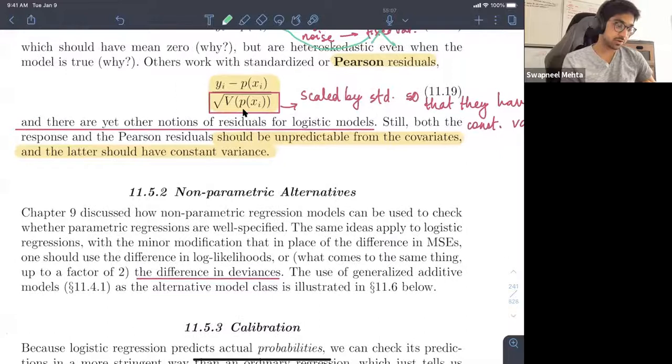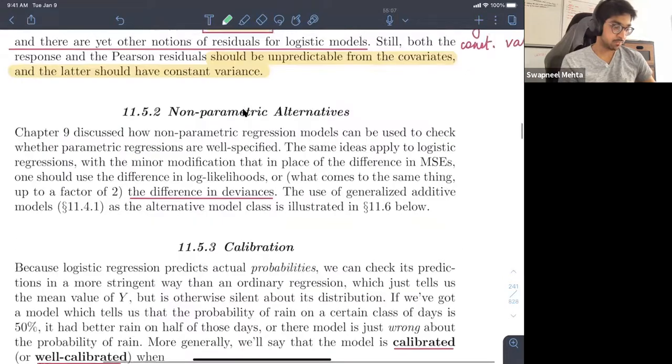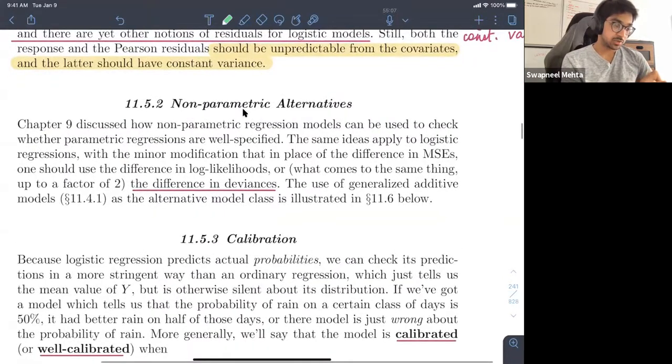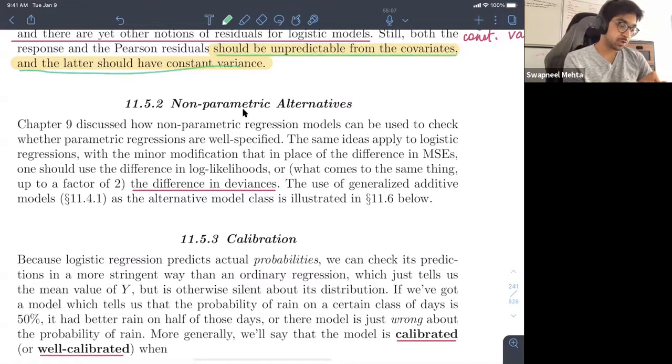There are different ways, like you can standardize your residuals by dividing them by the standard deviation of each individual residual. But in general, your residuals should be unpredictable from the covariates. Residuals should not vary from noise, and they should have constant variance.